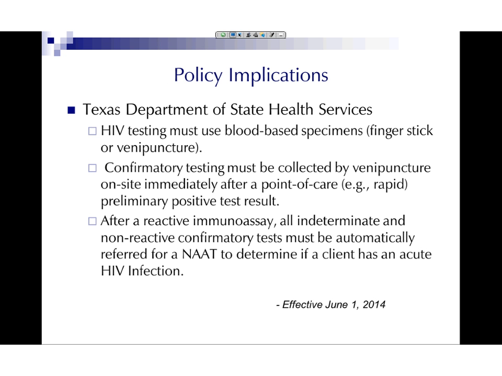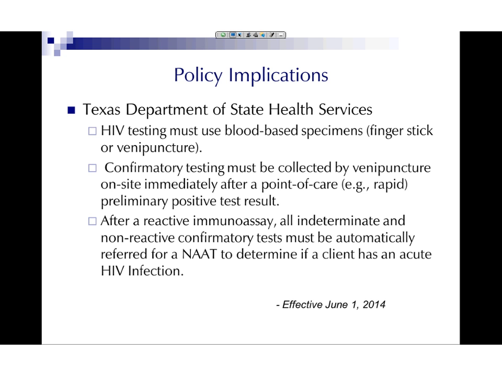There are some policy implications of this as well, and Texas has shared with me a policy that has been developed that will go into effect in June of 2014, where they will require their programs to use blood-based specimens, either fingerstick or venipuncture. For confirmatory testing, they will require that they collect a venipuncture specimen after a preliminary positive rapid result. And they will not accept oral fluid specimens simply because of the difference in the time of detection of acute infection. After reactive immunoassays, all the indeterminate and non-reactive confirmatory tests are going to be referred to NAT testing in order to detect additional people with acute HIV infection.